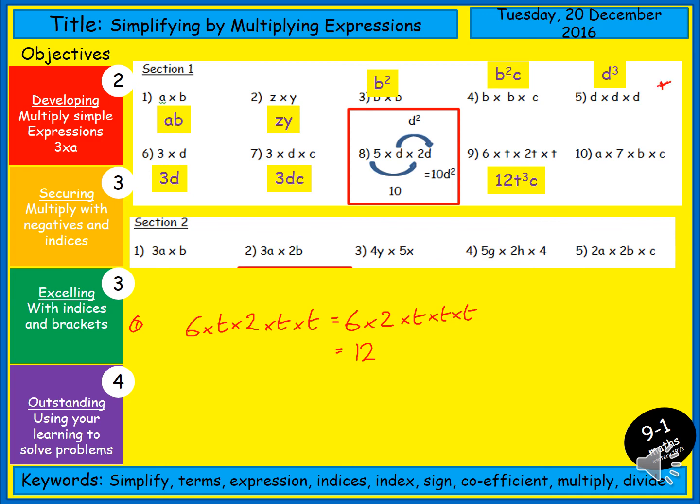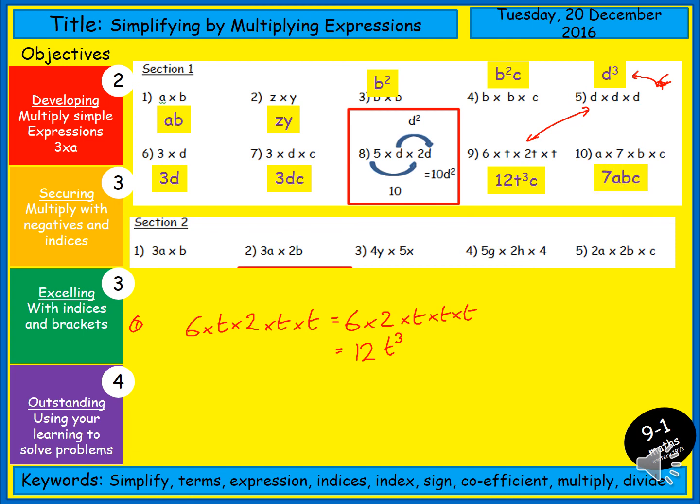Like we saw with question 5, if you've got 3 of the same letter timesed together, that would be t cubed, or t to the power of 3. What that means is it's timesed by itself 3 times. Okay, question 10, we've got 7 times a times b times c, so that is 7abc.